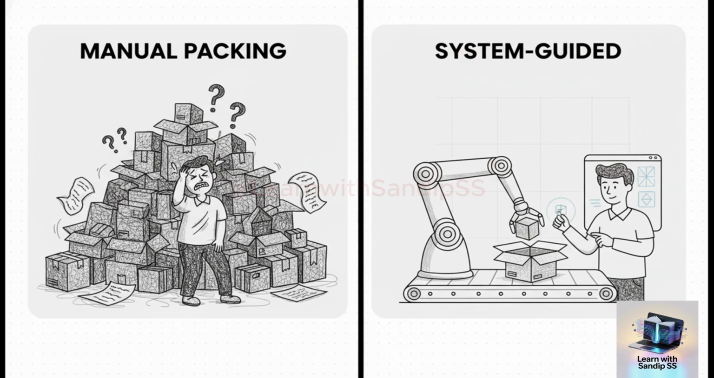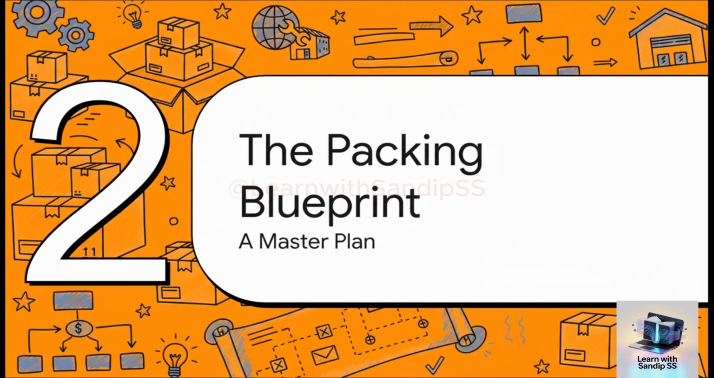But on the other side, well, that's where the magic happens. You've got system-guided packing. Now we're talking standardized, accurate, and incredibly efficient. The system knows all the rules, so your team can just focus on getting the job done right. So, how do we get from that chaos to that level of control? Well, the key is to create what you can think of as a packing blueprint for every single one of your products. This becomes your master plan, the one single source of truth for everything related to packing.